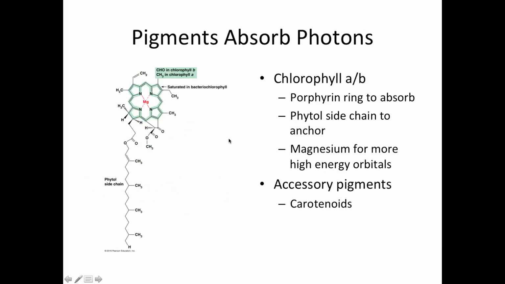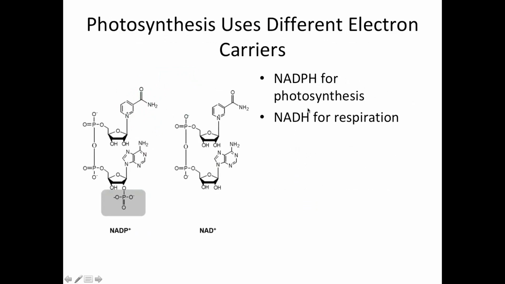Now I said that photosystems use pigments like chlorophyll to capture photons of light. Chlorophyll has a porphyrin ring structure that allows it to absorb the photon and then pass electrons through this ring. It is anchored into the membrane by its phytol side chain. We also have other pigments, accessory pigments, things like carotenoids, which have other optimal wavelengths and can assist in light capture.